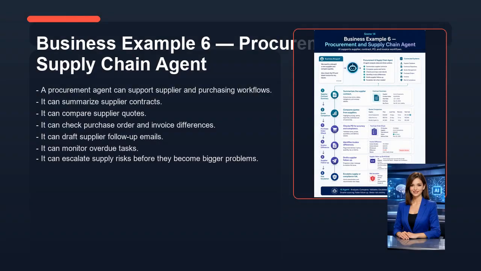Now let's look at business example 6, Procurement and Supply Chain Agent. A procurement agent can support supplier and purchasing workflows. It can summarize supplier contracts. It can compare supplier quotes. It can check purchase order and invoice differences. It can draft supplier follow-up emails. It can monitor overdue tasks. It can escalate supply risks before they become bigger problems.